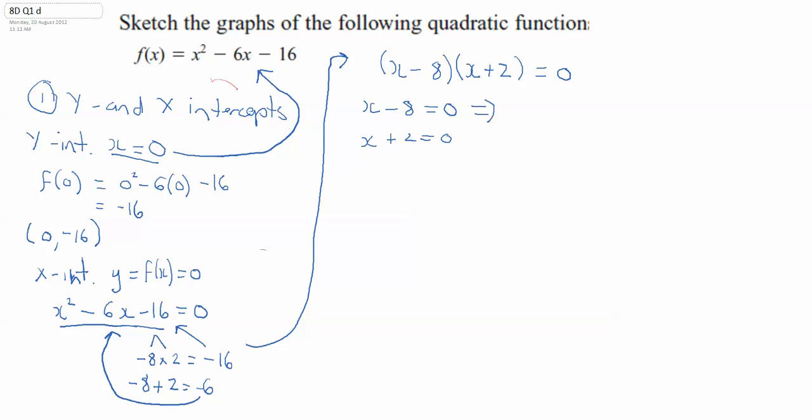This now gives us x equal to 8. This side is positive, and for this one, x becomes negative 2. So therefore, our points on the graph, in other words, our x-intercepts, are the point (8, 0) and (negative 2, 0).